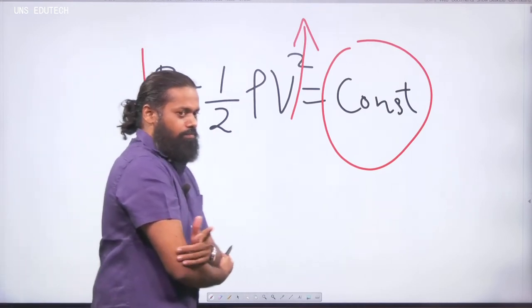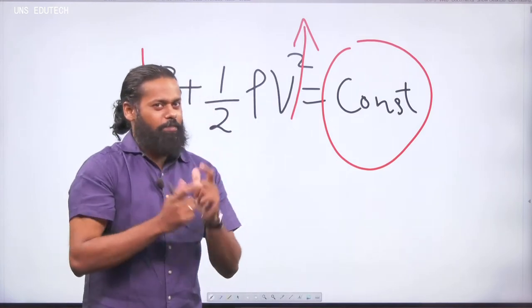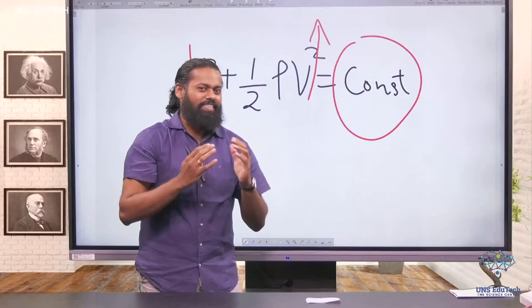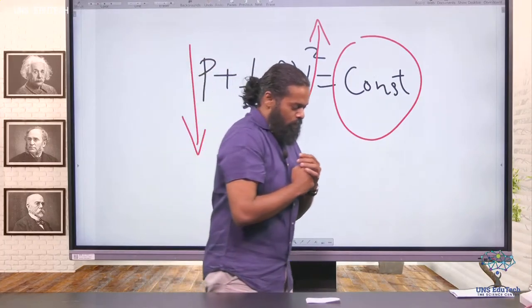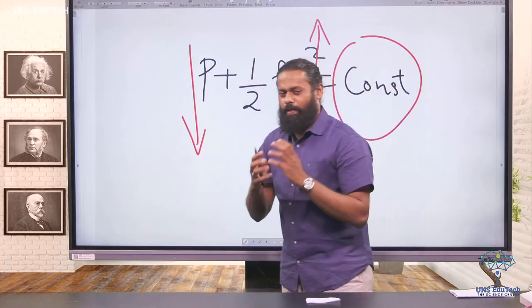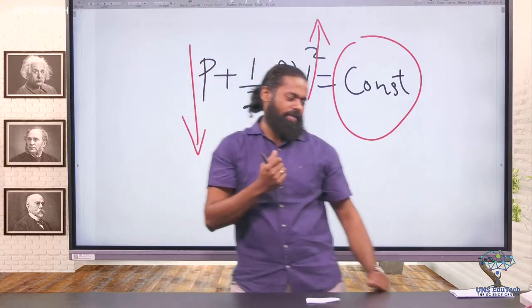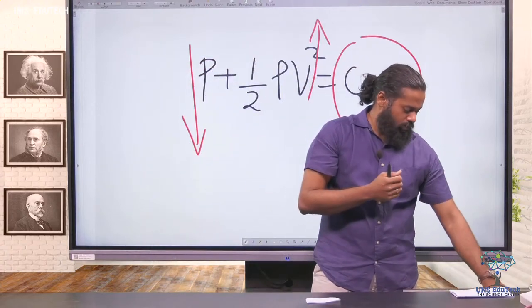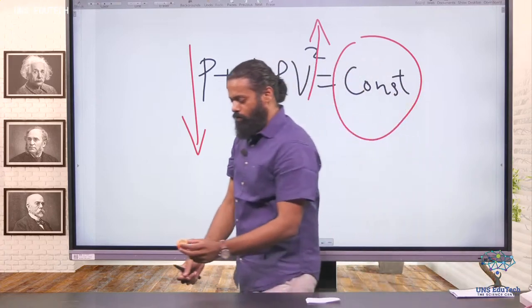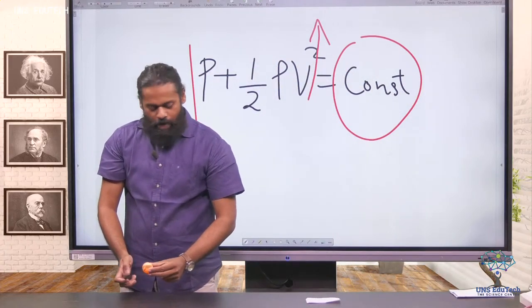Now we'll do one thing. We will show you a small experiment so that you will understand what this means. Okay, so I'll show you. All of you know about this hair dryer. I have a hair dryer and I have a ping pong ball. Let me take that setup. All of you know a ping pong ball. This is actually a ping pong ball.